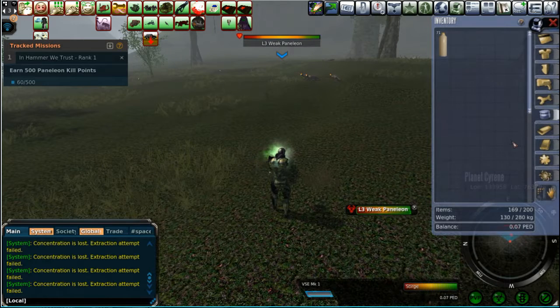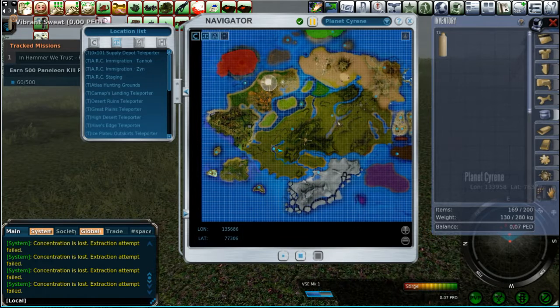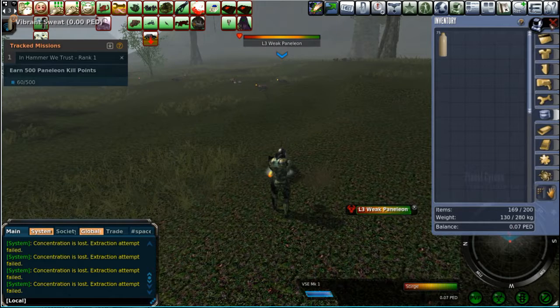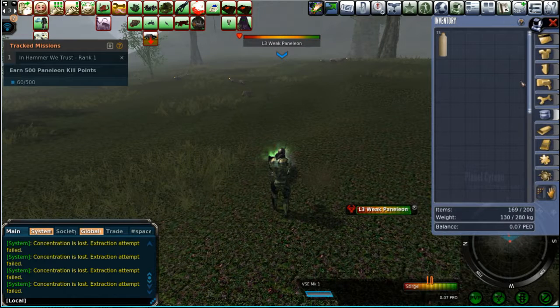I realize I didn't tell you where I am. That's kind of important. This is the Great Plains teleporter, and I've just gone a little bit east from there, up into the hills, the ragged hills, and found me the weak Paneleon here. I also said mind essence earlier. I meant mind force, creation of mind force. I'm not sure what's with me today. Anyway, we're just about there.